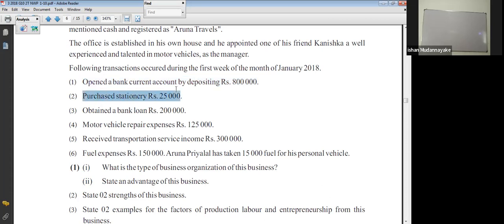Second transaction, Monali. Purchase stationery rupees 25,000. He purchased 25,000 worth of stationery to run the daily operation. Third one, Nadilya. Obtain a bank loan rupees 200,000. He provided 1 million in cash and he required another 200,000. Then to fulfill that 200,000, he obtained a bank loan. Fourth one, Naditi.